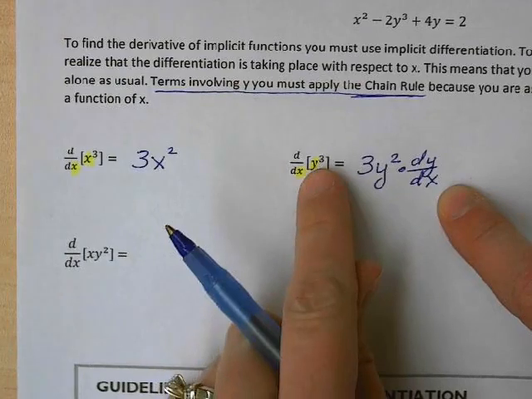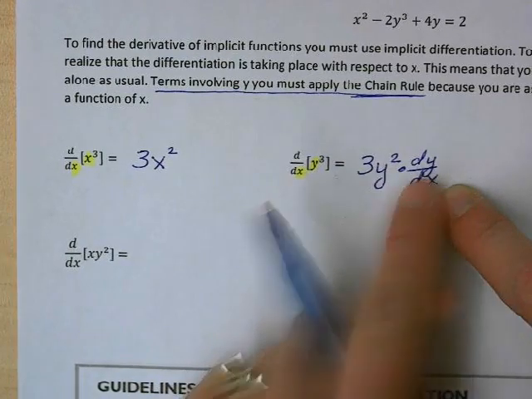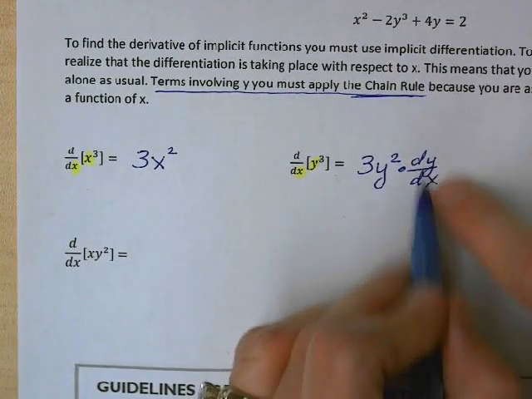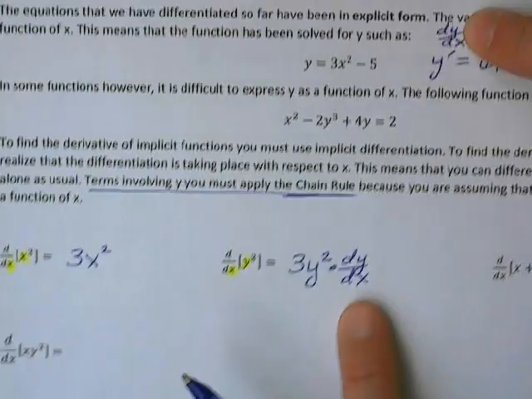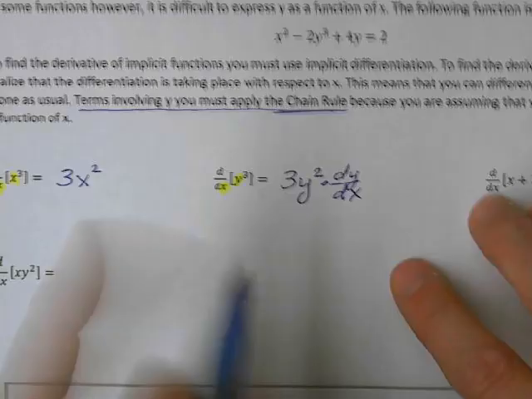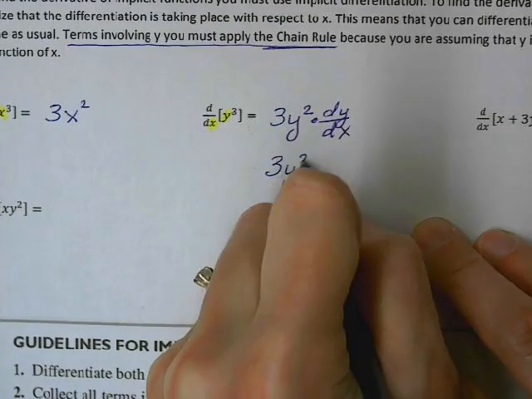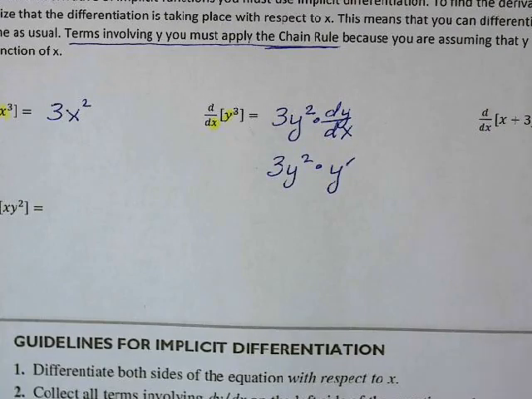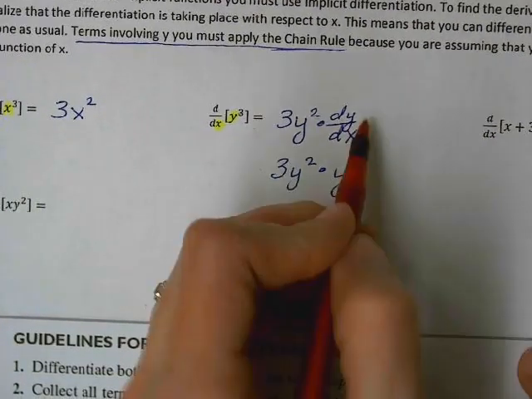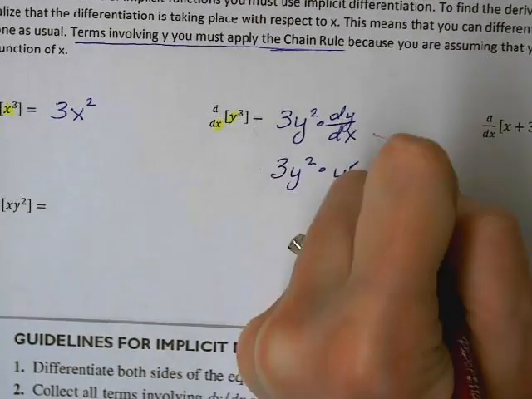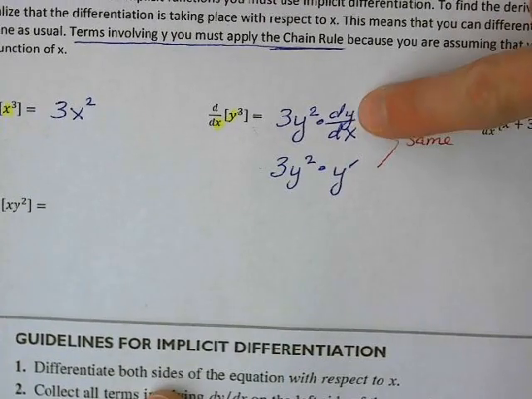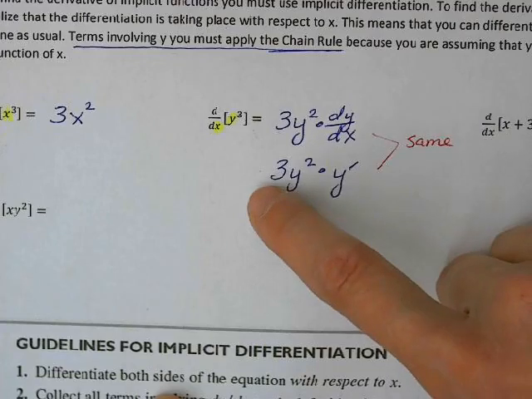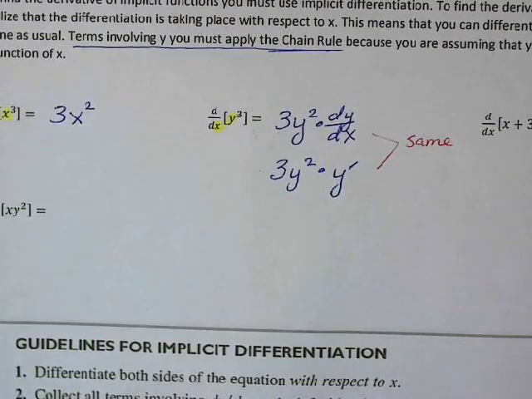So every time you're doing derivative of y things, you're going to be writing times dy dx at the end. Or y prime. We can start using y primes too. dy dx is the same as y prime. So we could have also written it as 3y squared times the derivative of y times y prime. That's the same thing. You could write it 3y squared times the derivative of y with respect to x, or you could write it 3y squared times y prime. That's the same.